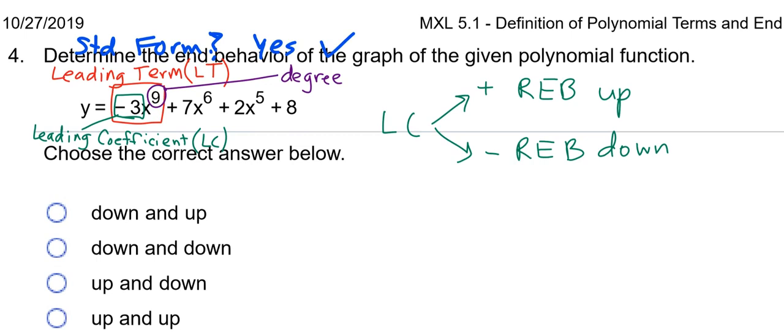Okay, so our leading coefficient here was -3. So which category did that put me in for the right end behavior? That puts me down for the right end behavior, which means we just got rid of those two choices. Do you realize that crossing off those two choices is a good way to give you a little bit of partial credit in case you get this thing wrong?